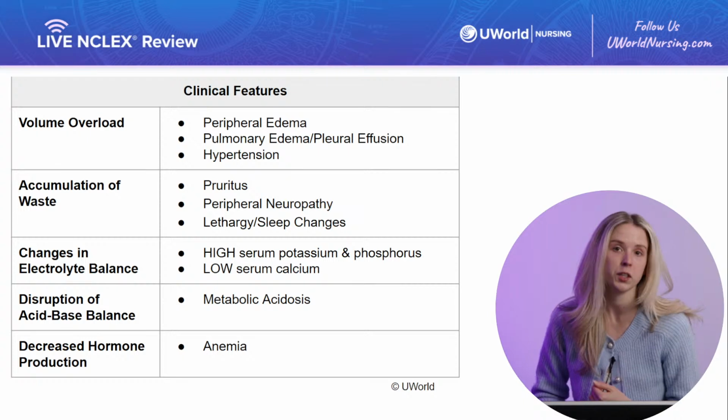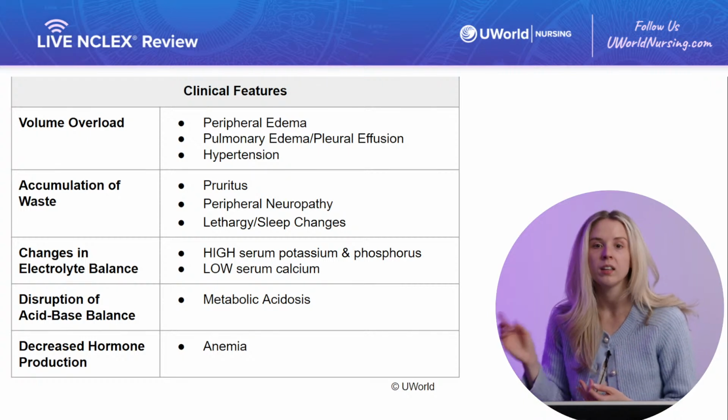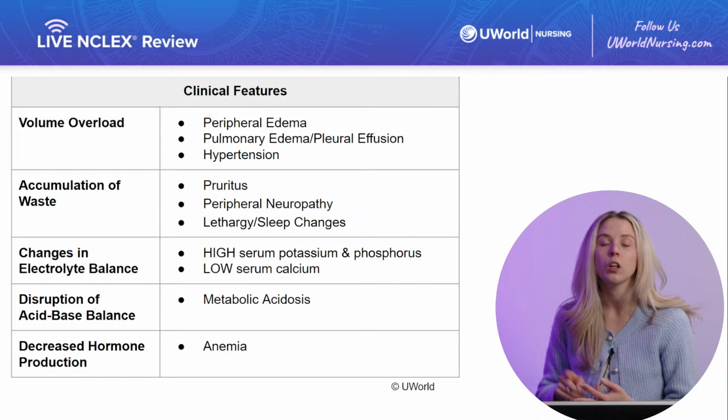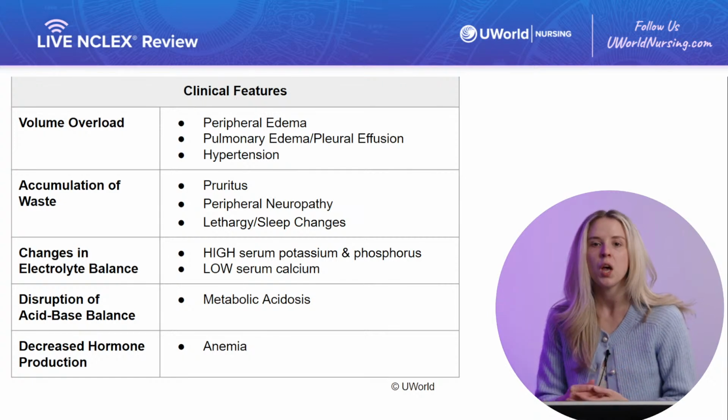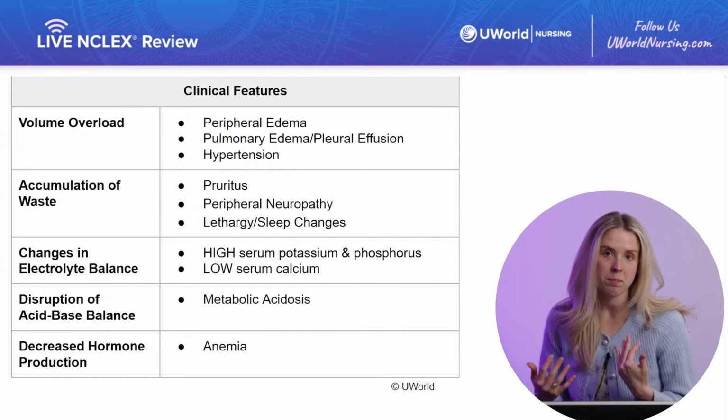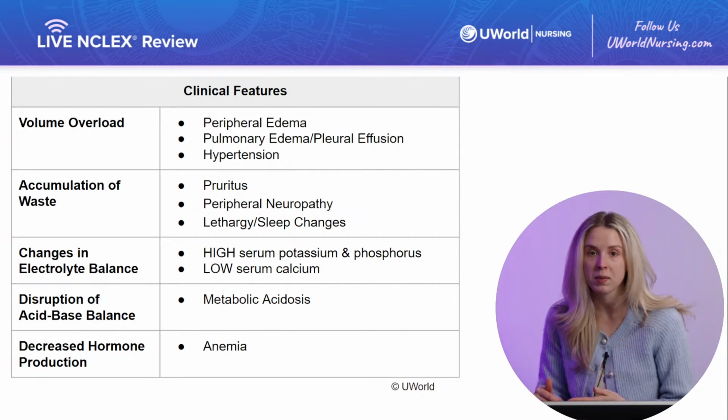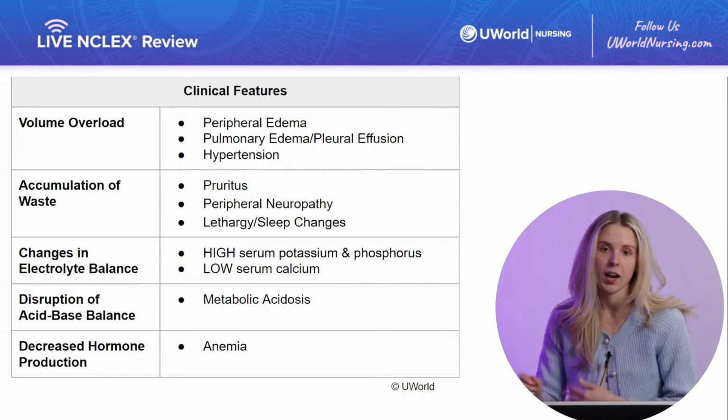So we can see high serum potassium being hyperkalemia, high serum phosphorus and low serum calcium. So we'll brush a little bit more on this later, but important to remember, potassium imbalances cause cardiac dysrhythmias, so this is really going to be a red flag for us.